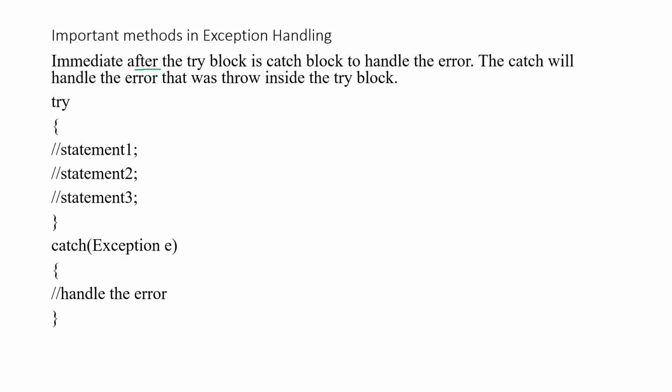Immediately after the try block is the catch block. The catch block will handle the error. It just handles the error that was thrown by the try block. The try block will monitor whether any error occurs. If any error occurs, it is thrown to the catch block. The catch block will handle the error.